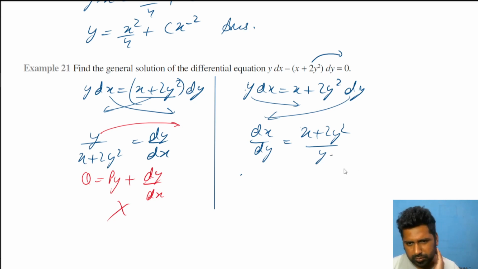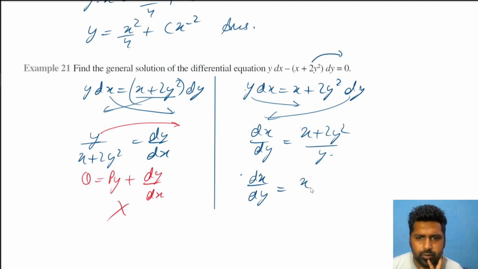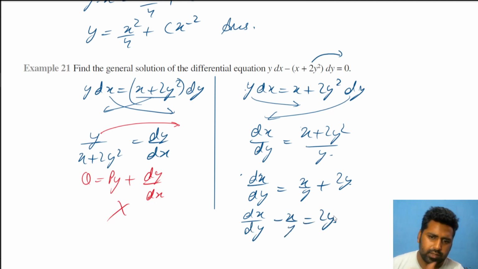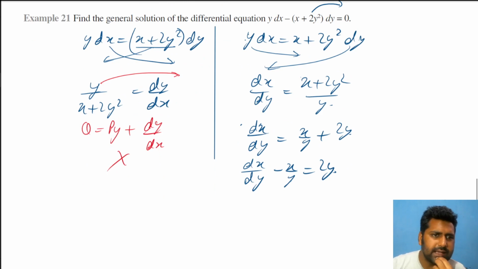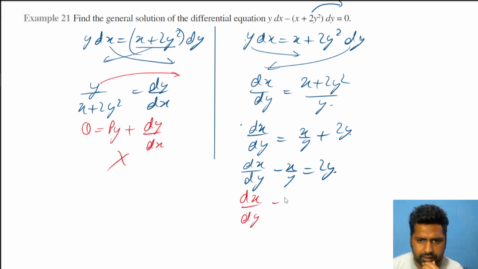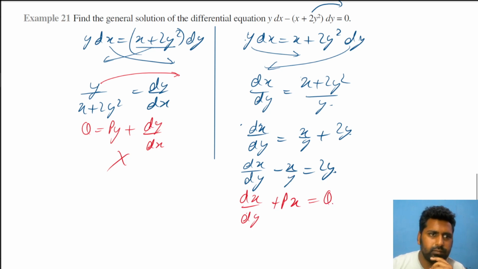You'll say it's the same problem all over again. Still we cannot get x, but wait. If I do this, dx by dy is equal to x by y plus 2y. If I split this in two parts and get this on the left side, dx by dy minus x by y is equal to 2y. Now can you see this as a linear differential equation? This is dx by dy plus px is equal to q. And now you can easily identify what's your p, what's your q.